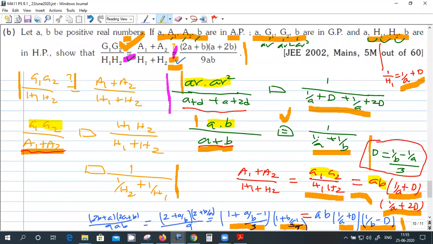3 and 3 will become 9, and then this thing will become 2 plus A by B, and the other is 2 plus B by A. This will become 2A plus B into 2B plus A divided by 9AB. That's what we wanted here. Okay, so now this equality is proved.